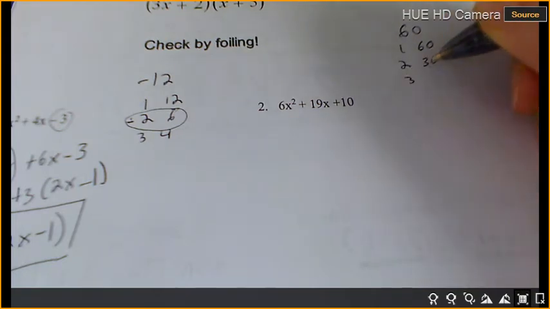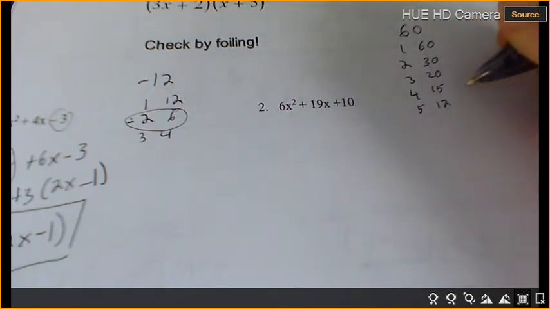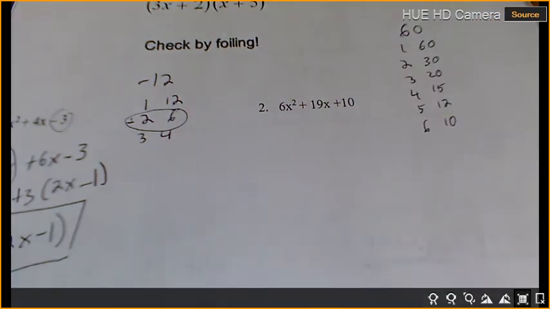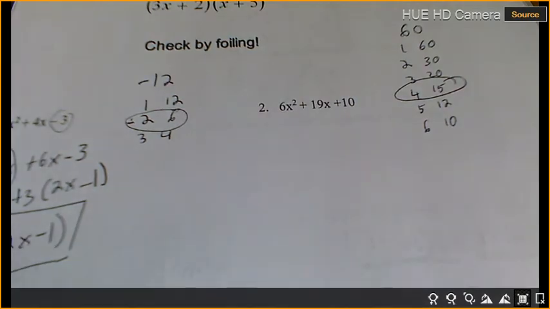3 times 20? Yeah, I guess. 4 times 15? Yeah. 5 times 12? 6 times 10? Which ones of these add up to 19? 4 times 15. Okay. Yeah. And they're both positive, correct?